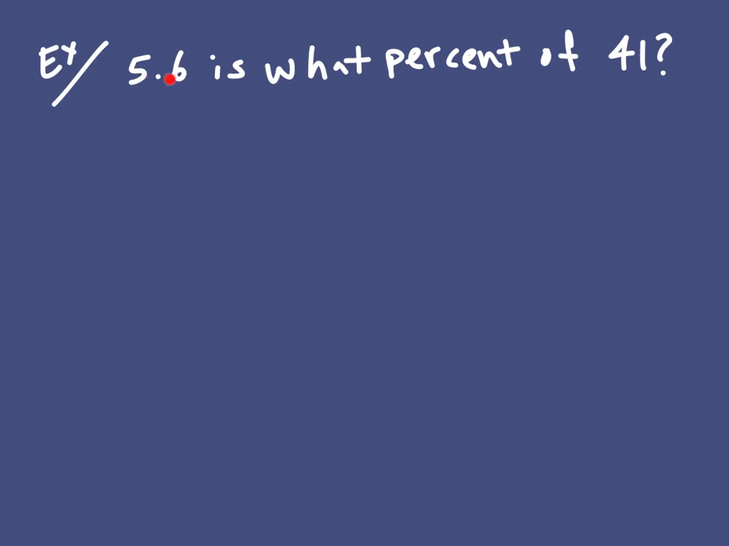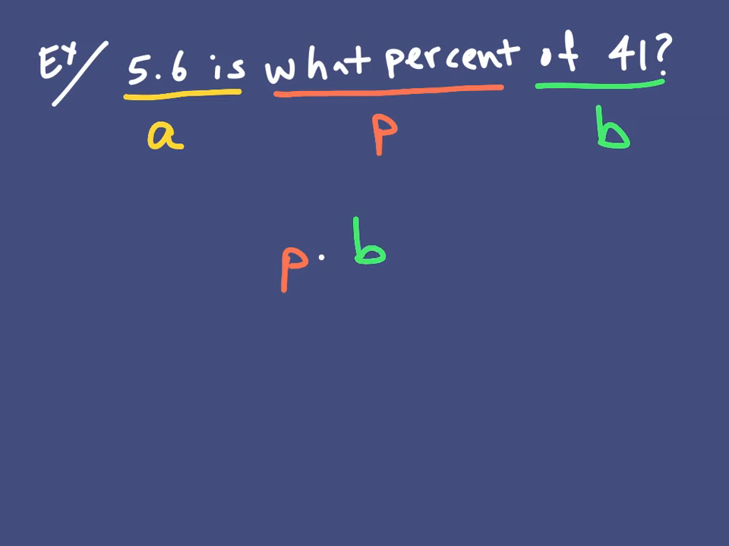On this last example, we're asking the question, 5.6 is what percent of 41? Again, I want to label this. What percent, that's what we're looking for, P. 5.6 is, that's our A value, and then of 41 is our B value. Remember we are using the equation P times B is equal to A. Let's plug our numbers in. Percent, we don't know what that is. We know that our B value is equal to 41. We know that our A value is equal to 5.6.